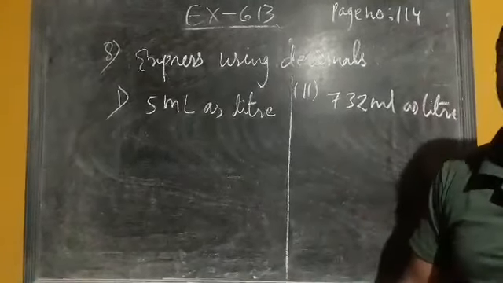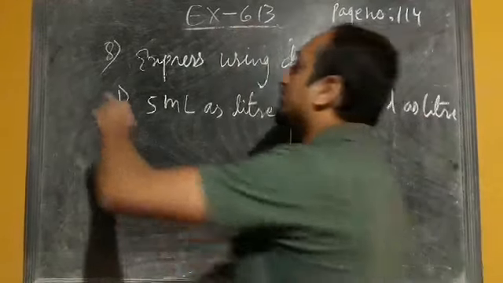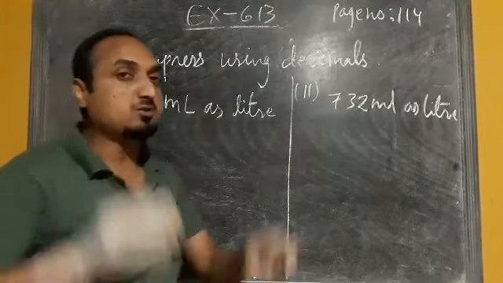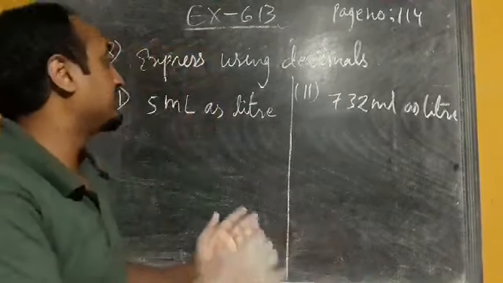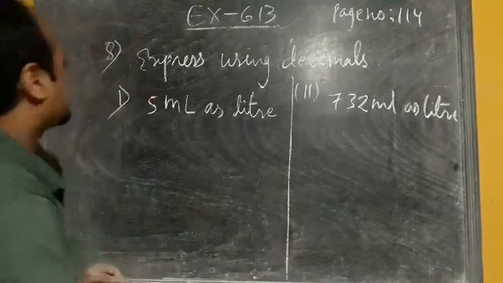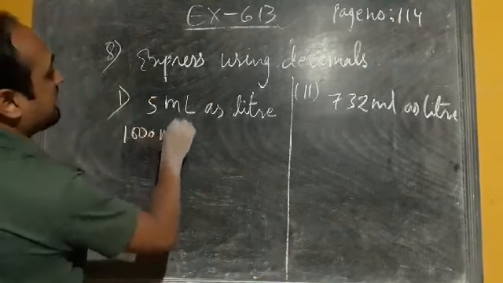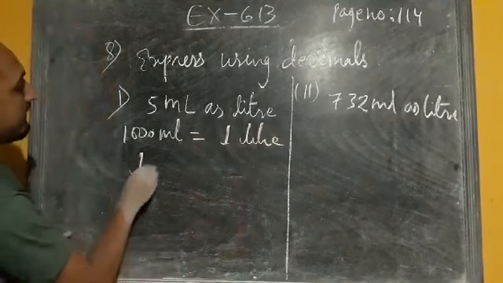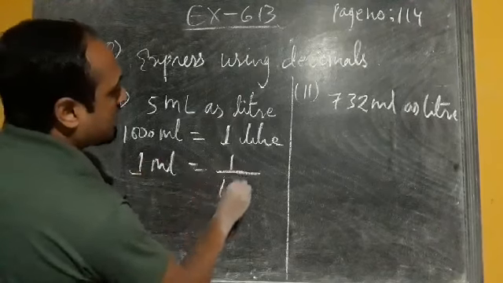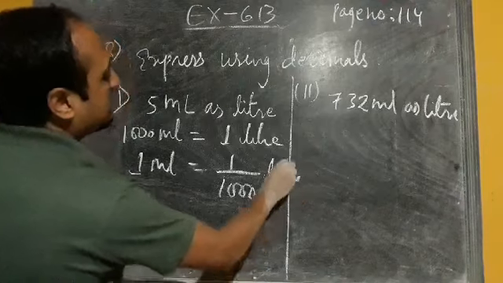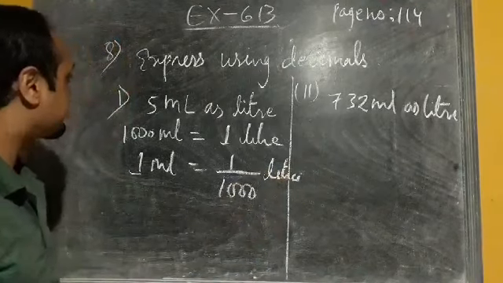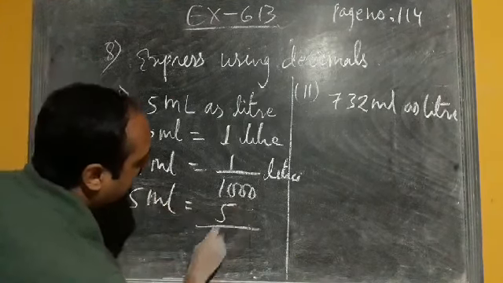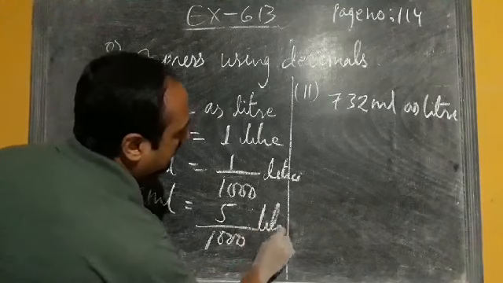Okay, now I am in the last part of this exercise 6B. So question number 8, we express using decimal. The question is given 5 ml as liter. So it is given in milliliter, we have to convert into liter using decimals. So we know that 1000 ml equals 1 liter. So 1 ml equals 1 by 1000 liter. So here we have 5 ml, okay? 5 ml equals 5 by 1000 liter.